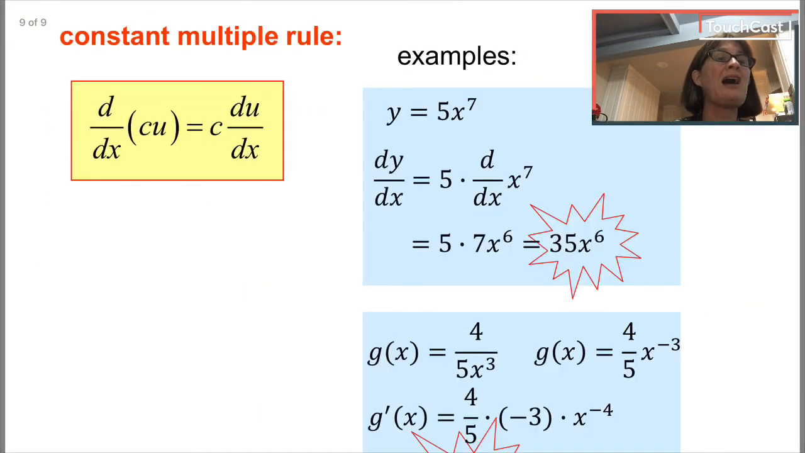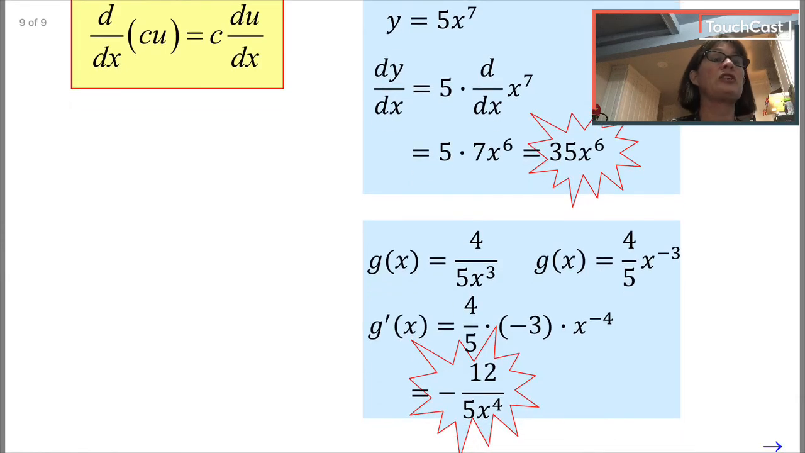That 5 there is what we call a constant multiplier. It's a number that's multiplying a function, some function that we already know how to take the derivative of. Well, I can hold the 5 for a second, like factor it out, take the derivative of x to the 7th, and then just multiply the 5 back together. So the derivative of 5x to the 7th is 5 times the derivative of x to the 7th. We talked about the last rule that the derivative of x to the 7th is 7x to the 6th. So my derivative is going to be 5 times 7x to the 6th, or 35x to the 6th.